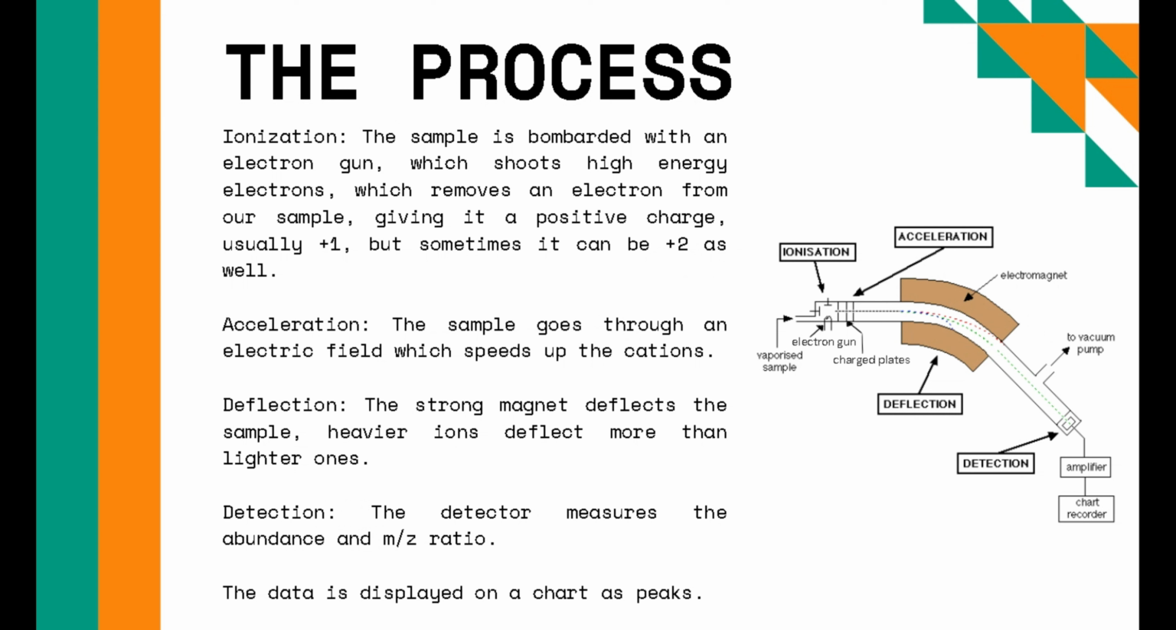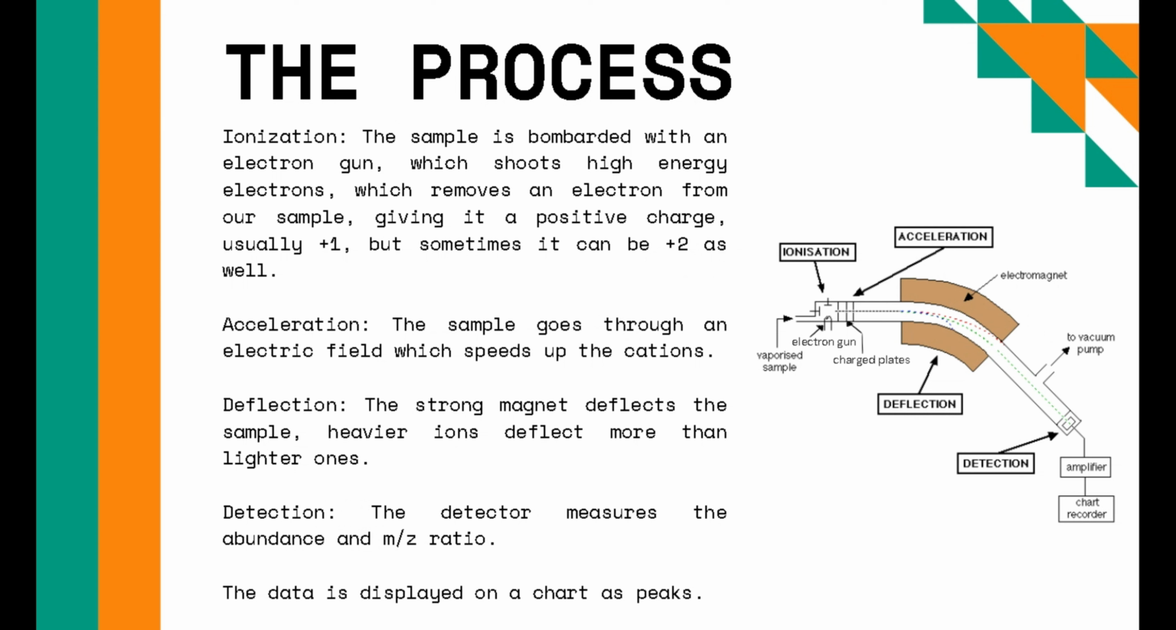Acceleration. Our sample passes through an electric field created by the charged plates which are labeled in the picture, and since our sample has a charge, they accelerate due to the electric field. Deflection. Our sample will be met with a magnetic field which will be produced by the strong electromagnet that you can see in the picture, and due to the charge our ions will deflect.